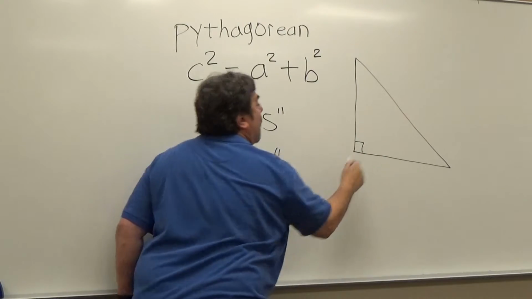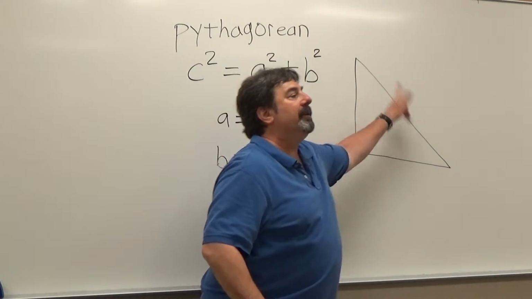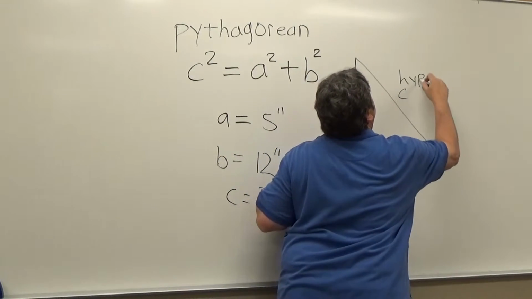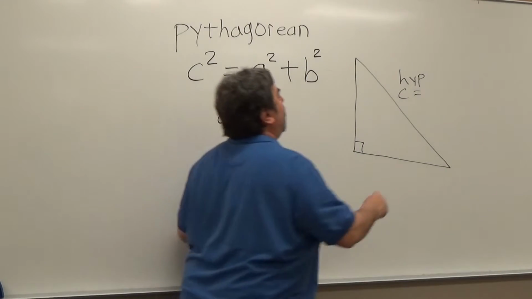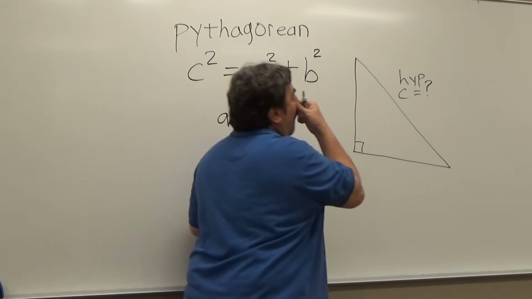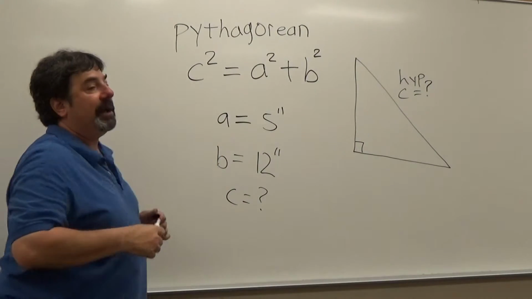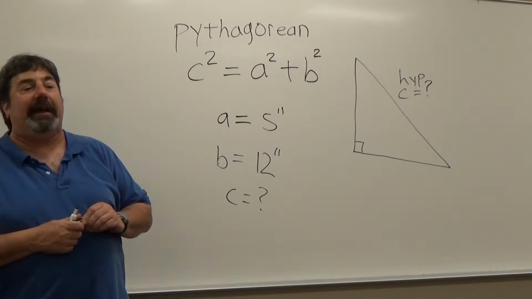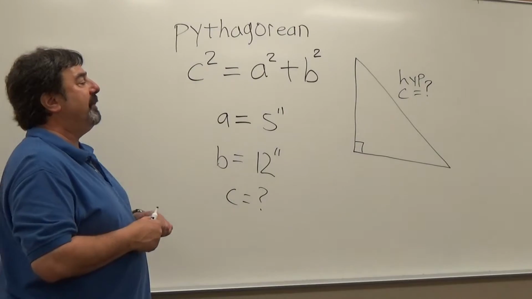So if this is our right angle right here, the side directly opposite is going to be our side C, and that's our hypotenuse. And in this problem, we don't know what it is. That's what we're looking to find. We're also told that our legs, the two sides A and B here, I call the legs. The two sides that are not the hypotenuse are the legs. The hypotenuse will always be the longest of the 3 sides.